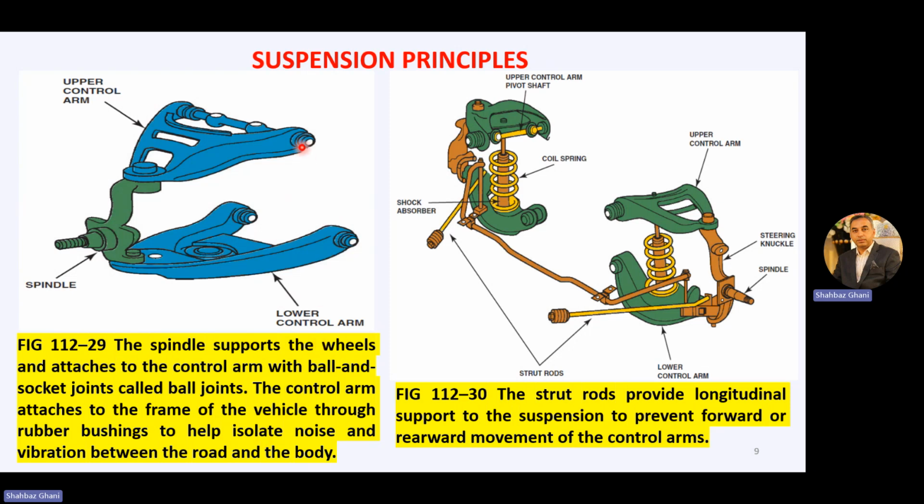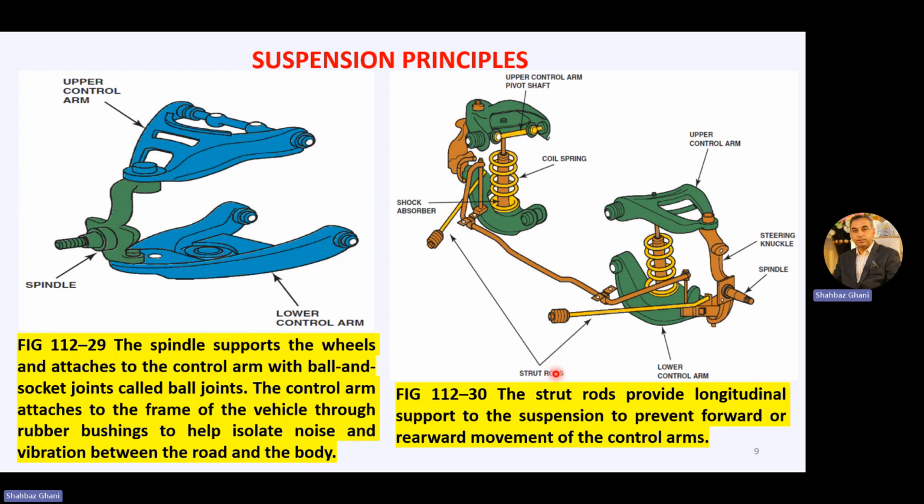So here we have a rubber bushing which helps to isolate the noise and the vibration between the road and the body. Now let's see this figure number 30. First, this is your upper control arm and this green portion is your lower control arm and this brown is your complete steering knuckle and here is the spindle where we have a wheel and then these rods are called the Stewart rod and then we have a coil spring and shock absorber here and the upper control arm and lower control arm and this is the upper control arm pivot shaft.